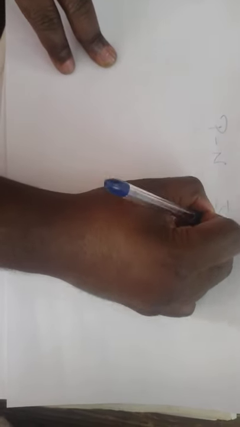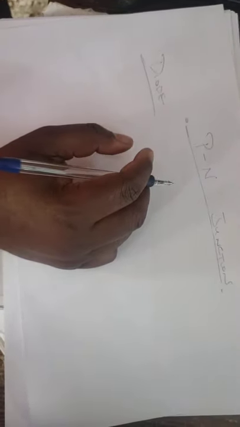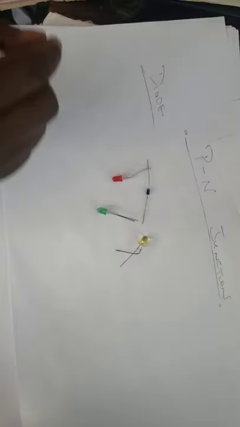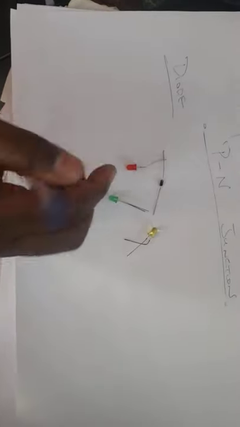First and foremost, in order for us to make it workable, we need to create what is called a p-n junction. Having a p-n junction, that is what we will now term a diode. So once we put a p together and an n together, that is what we get when we get a diode. So these are examples of diodes. These are simply a p-n junction that we would have created.